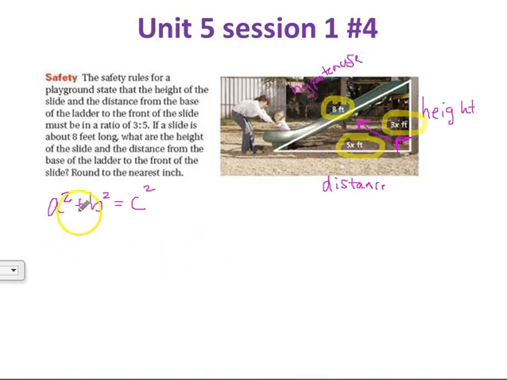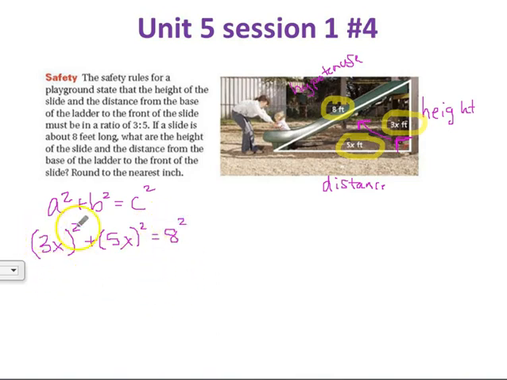All right, so let's plug in our values. We've got one of our legs is 3x. We're going to square the entire thing, not just the x. Both the 3 and the x have to be squared. Then the other leg is 5x, and we're going to square that entire thing. And we're going to set it equal to our hypotenuse, which is 8 squared.